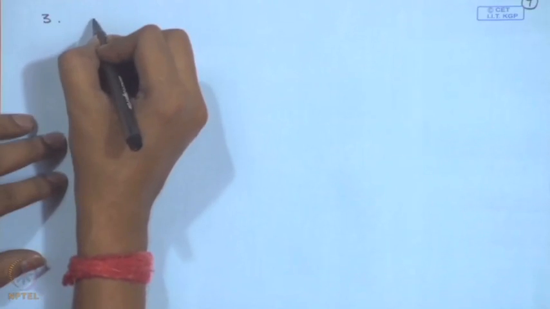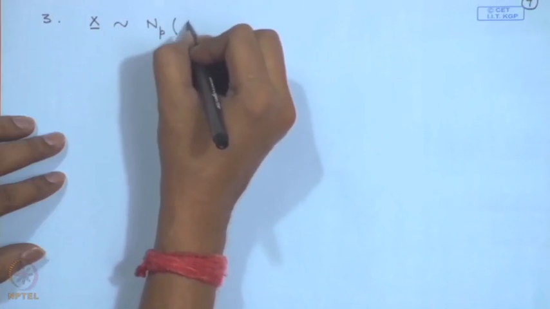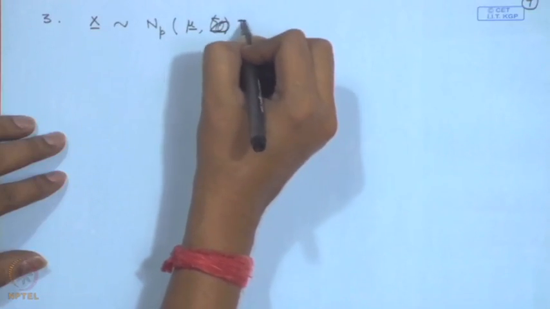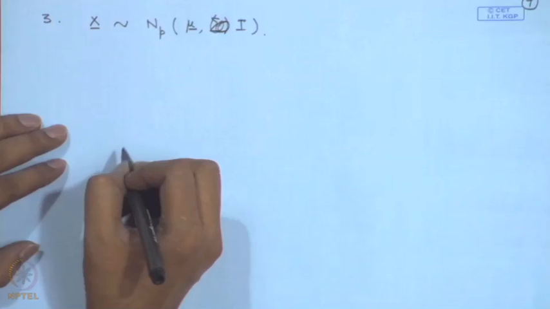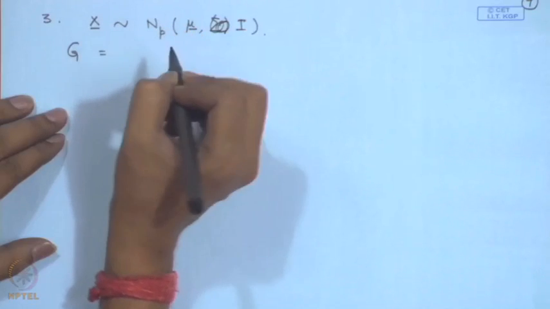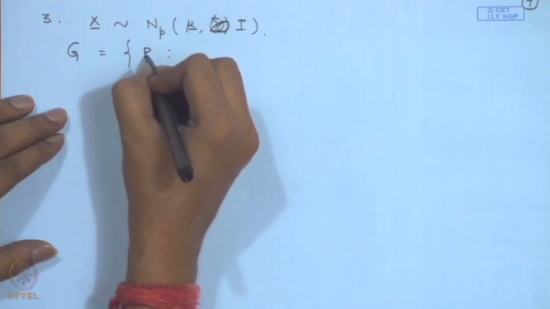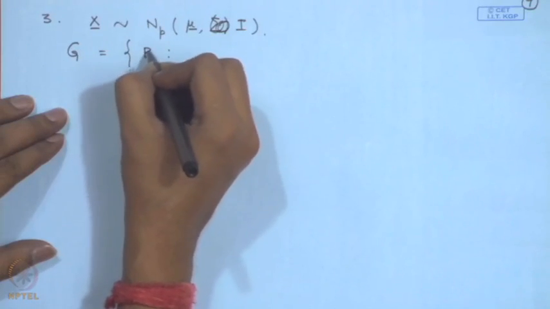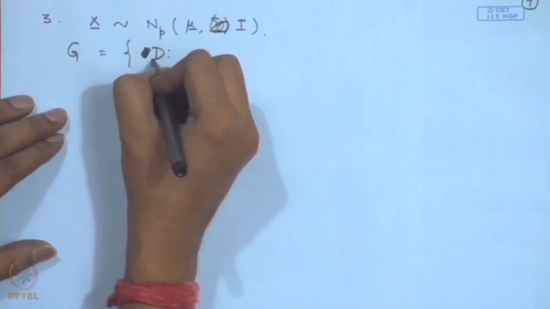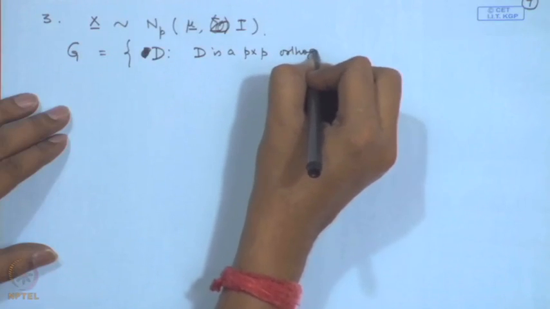Let us consider X following a multivariate normal distribution, multivariate normal mu and, say, sigma, or here let me put identity. This is a p dimensional vector. I consider the group of transformations, let me use some other notation, say D, where D is a p by p orthogonal matrix.